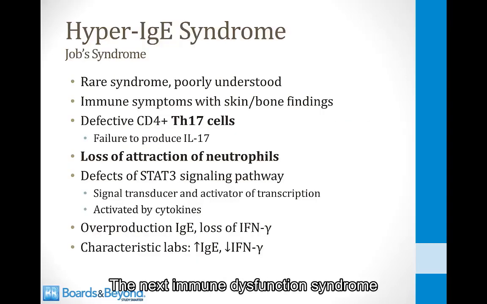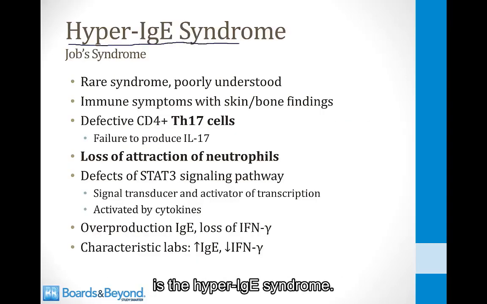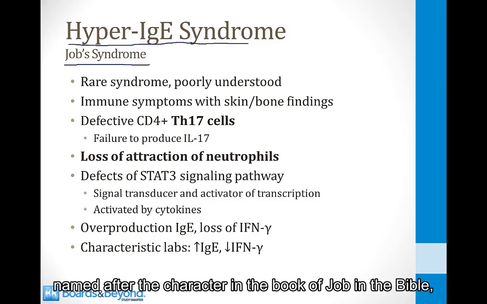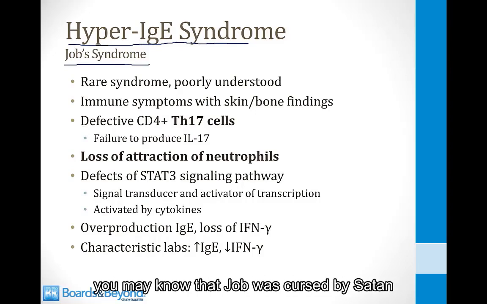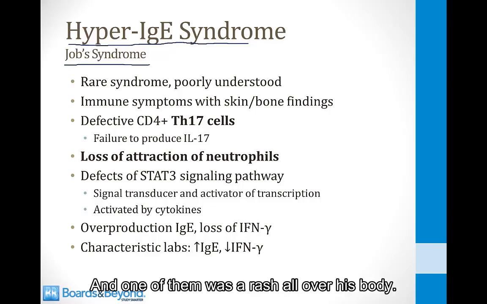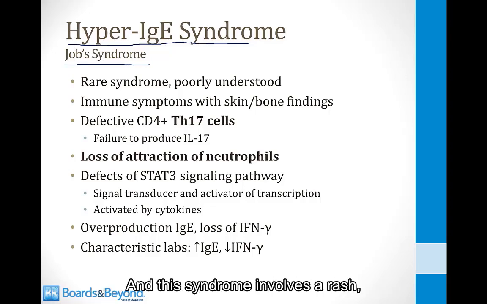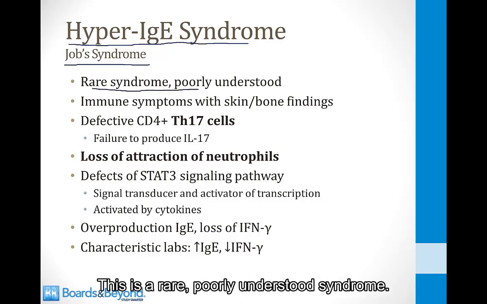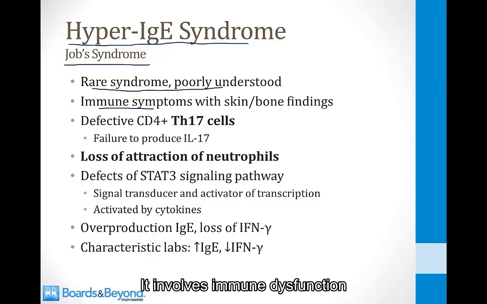The next immune dysfunction syndrome is the hyper-IgE syndrome. It's also called Job syndrome, named after the character in the book of Job in the Bible. You may know that Job was cursed by Satan and had many plagues cast upon him, and one of them was a rash all over his body, and this syndrome involves a rash, and that's why it's called Job syndrome. This is a rare, poorly understood syndrome. It involves immune dysfunction along with skin and bone findings.